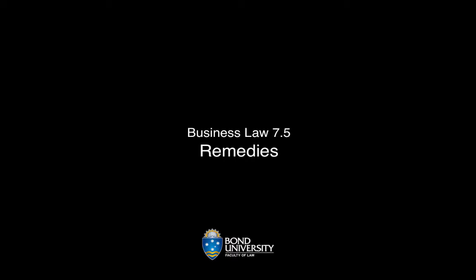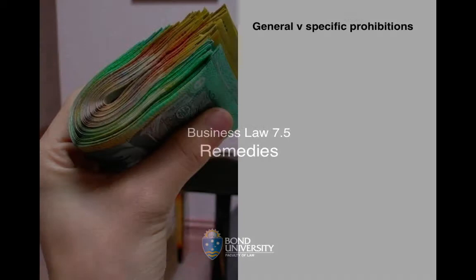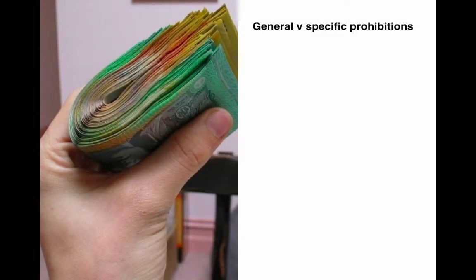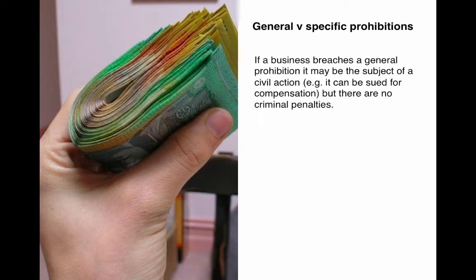Remedies. In this short video we will examine the range of remedies available to a consumer when a business infringes the Australian consumer law. The first point to note is that there is a difference between the consequences of a business breaching one or more of the general prohibitions and the consequences of a business breaching one or more of the specific prohibitions. If a business breaches a general prohibition, such as the prohibition of misleading or deceptive conduct or unconscionable conduct, it may be the subject of a civil action.